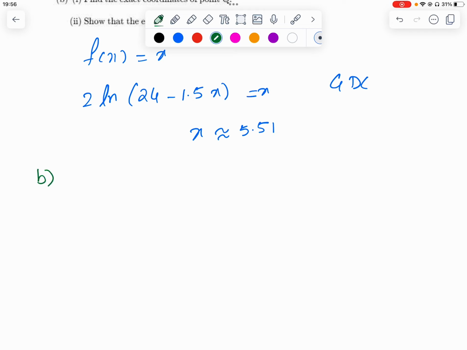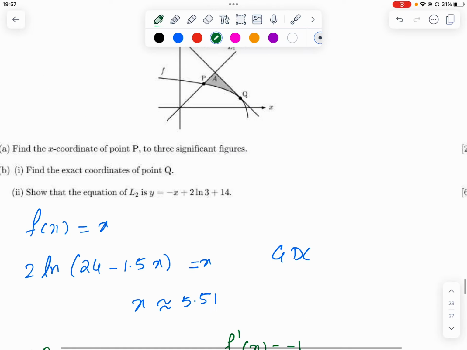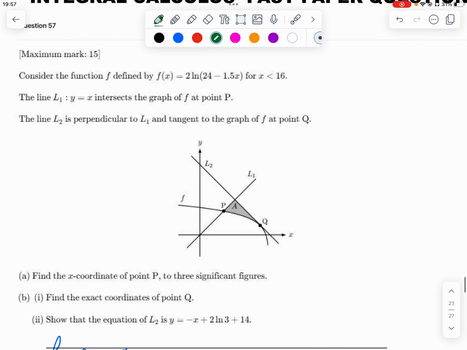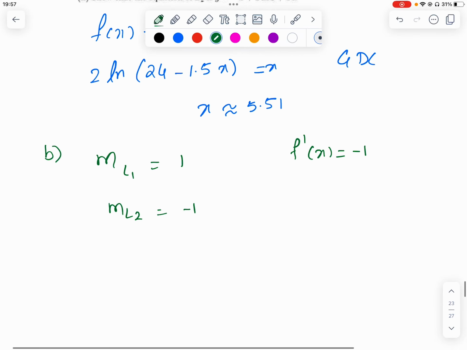For the exact coordinates of Q, first of all we find the slope of L1. What was the slope of L1? 1. L2 is perpendicular to L1, so it will be negative 1. Now we know that f prime of x should be equal to negative 1. What is f prime of x? It is the derivative of f of x.